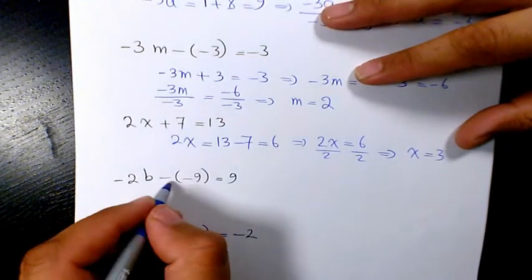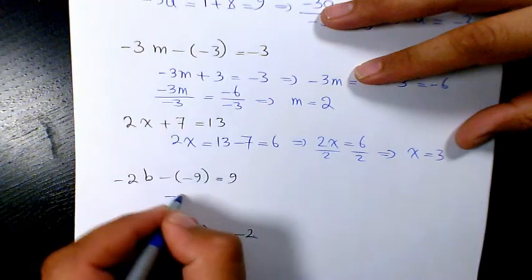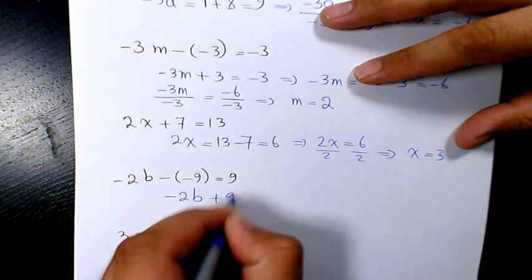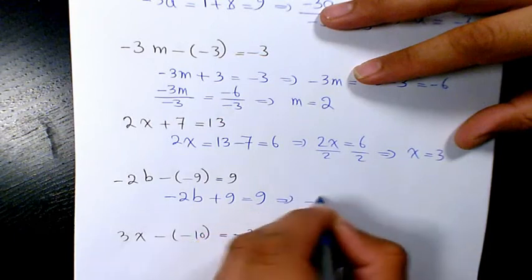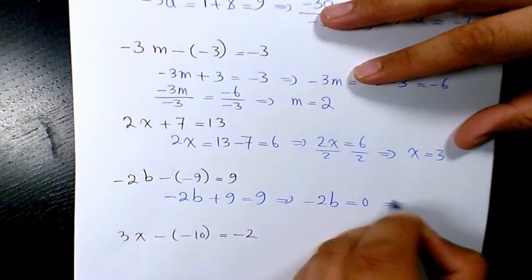Negative 2b minus negative 9 equals 9. So we have negative 2b plus 9 equals 9. So we have negative 2b equals 0. So we have b equals 0.